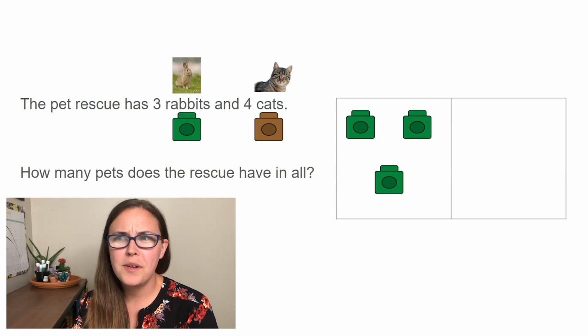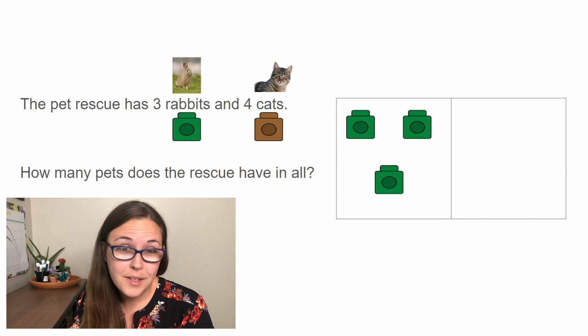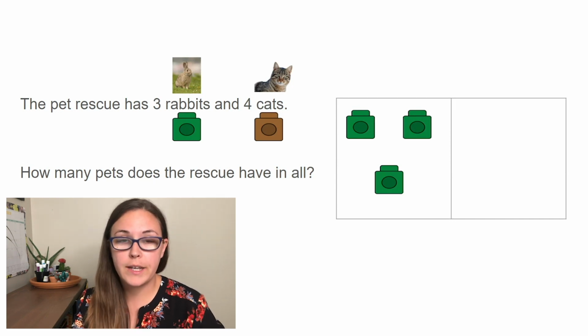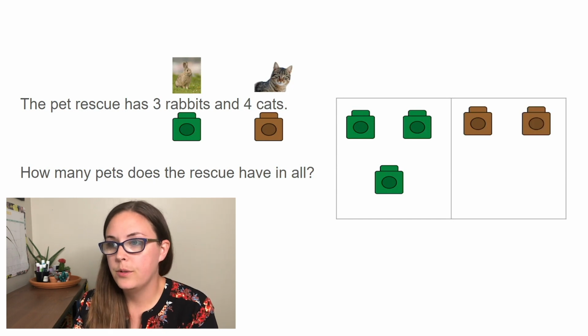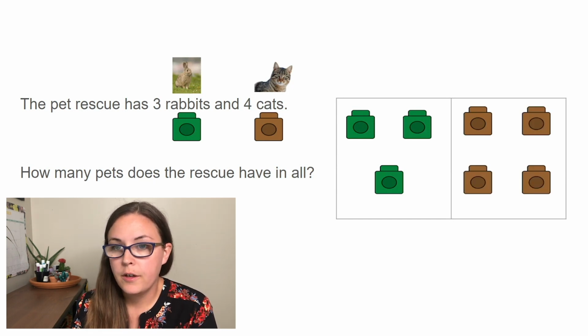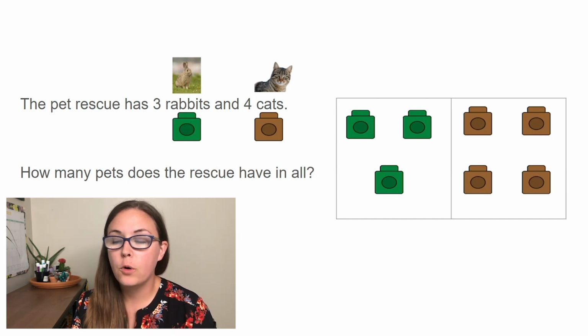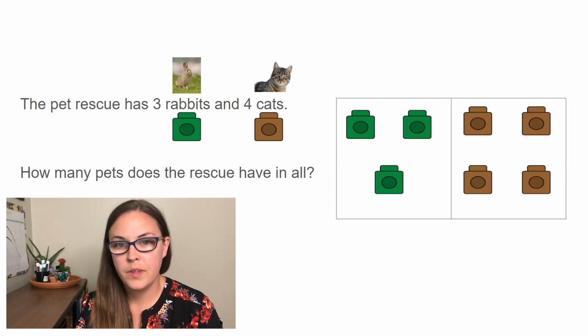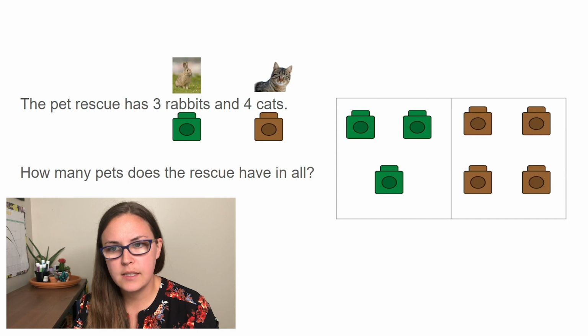And do you remember how many we need on the right side of the map? That's right, we need 4 because the rescue has 4 cats. So let's put those in. 1, 2, 3, 4. So here we have modeled 3 rabbits and 4 cats. But the question for our problem is how many pets does the rescue have in all?